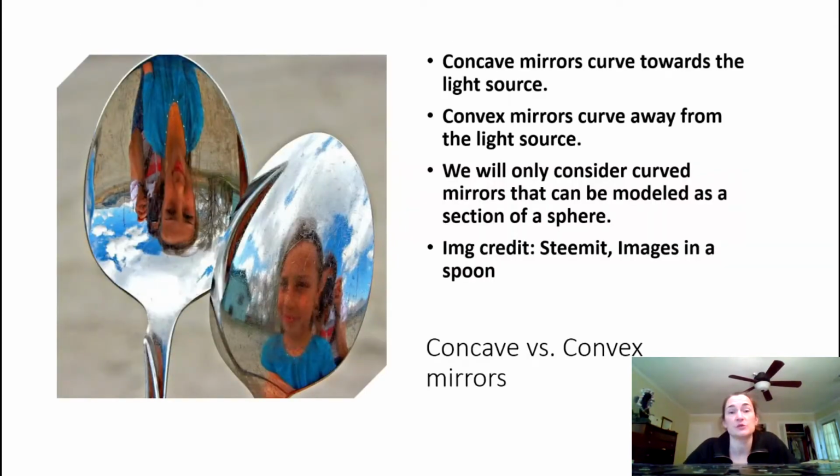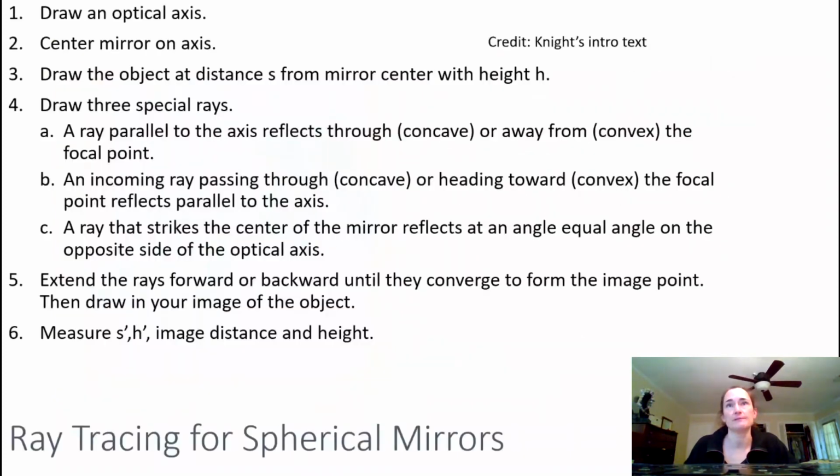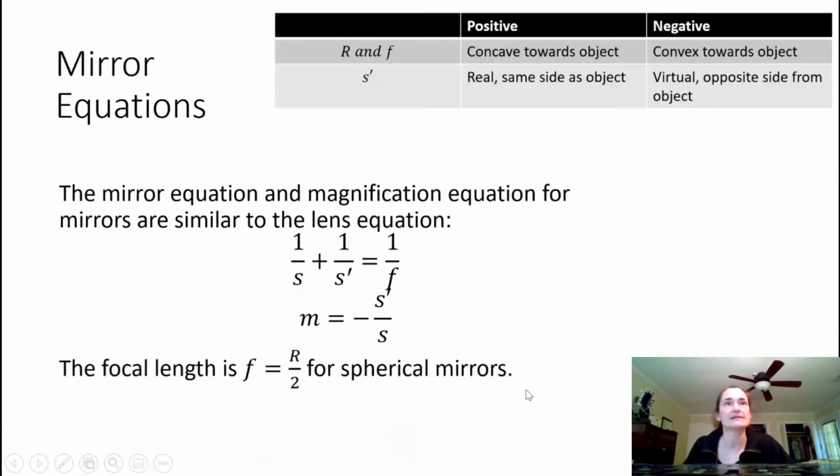We also talked about how to deal with mirrors. Concave mirrors curve towards the light source. Convex mirrors curve away. We considered only curved mirrors that could be modeled as a section of a sphere, so these are spherical mirrors. You can do ray tracing for spherical mirrors just like you can for lenses, following very similar steps, except of course the light rays are going to be reflected. They're not going to be transmitted through the lens.